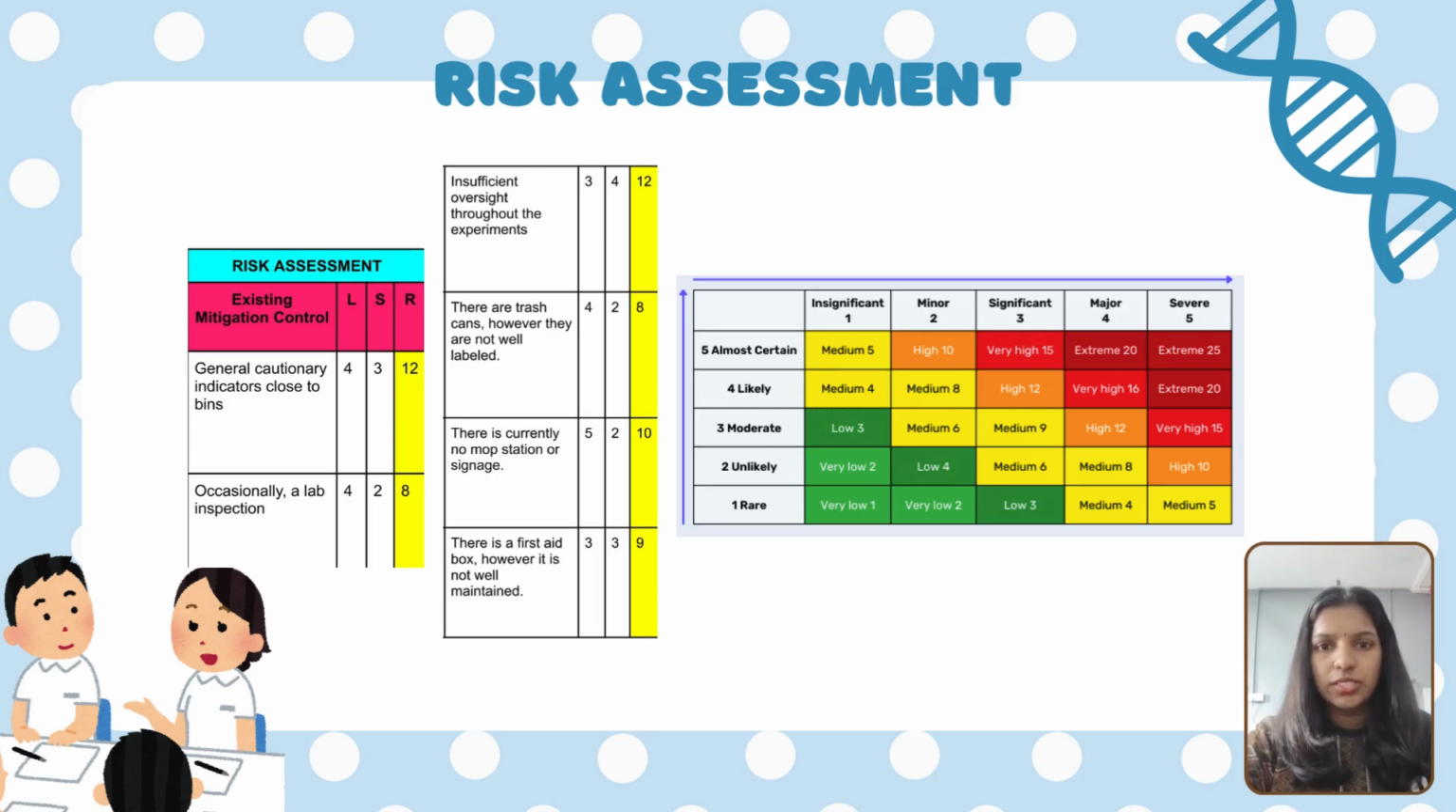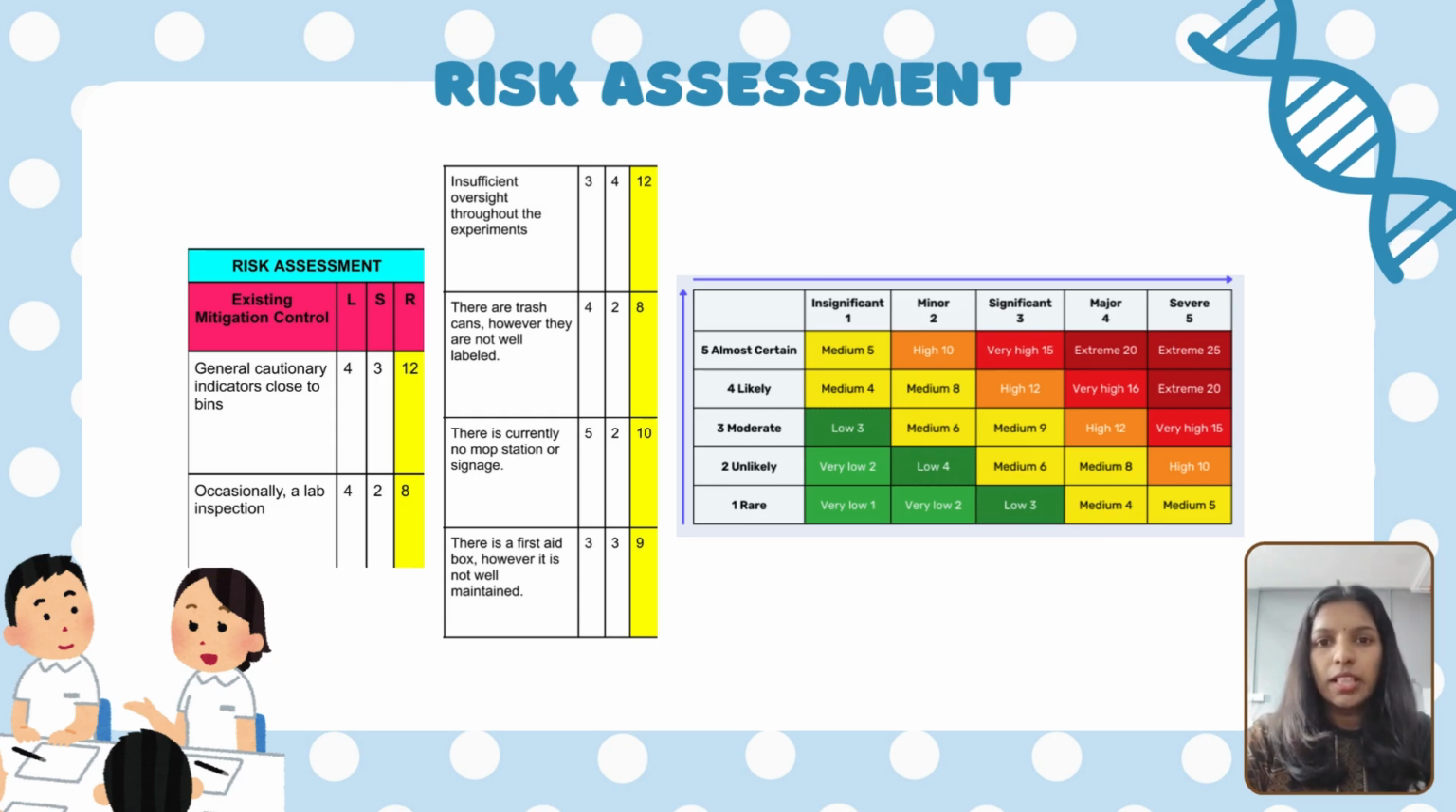Fourth, improper trash disposal also scores a medium risk of 8. Without correct segregation of waste, chemicals can mix and cause harmful reactions or contamination. Number 5, water spillage on the floor creates a slip hazard. Especially in a busy lab, this has a risk level of 10, which is still moderate but serious enough to cause injury.